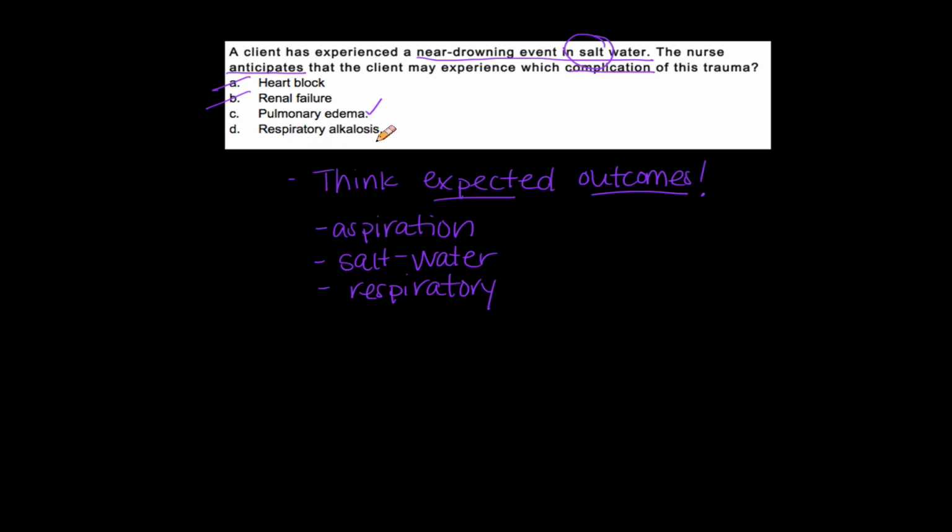Now, respiratory alkalosis. Could this be a possibility secondary to aspirating or ingesting salt water? Certainly, but is this a complication that's going to happen now? No. Remember, I know I was dealing with something respiratory, so I'd be left with C and D. But what would I anticipate to happen in this near drowning? I would anticipate that the first complication is going to be pulmonary edema. And that is actually our answer. Okay? So I'm going to delete this, and let's look at our second question.